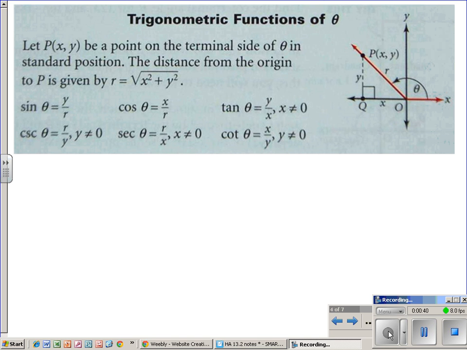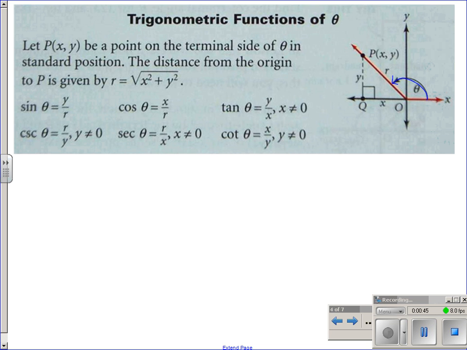Looking at this picture in the upper right corner, the original angle is this theta. But what we're going to do is use the reference angle here in green. That's going to be our reference. Wherever this point P, x comma y, is, you're going to drop a perpendicular to the x-axis. No matter where that point P is, always draw your perpendicular to the x-axis, and that forms the right triangle.